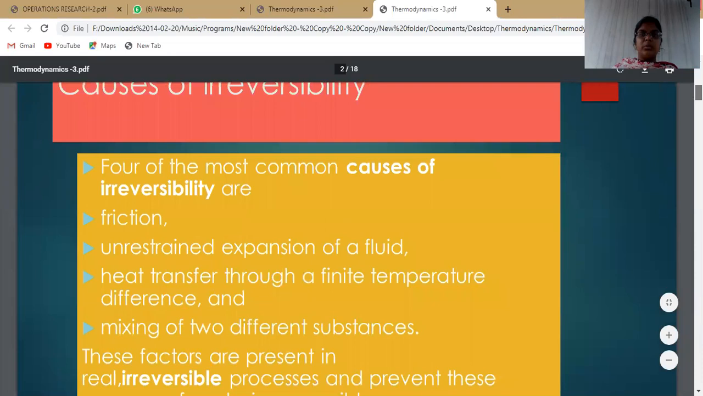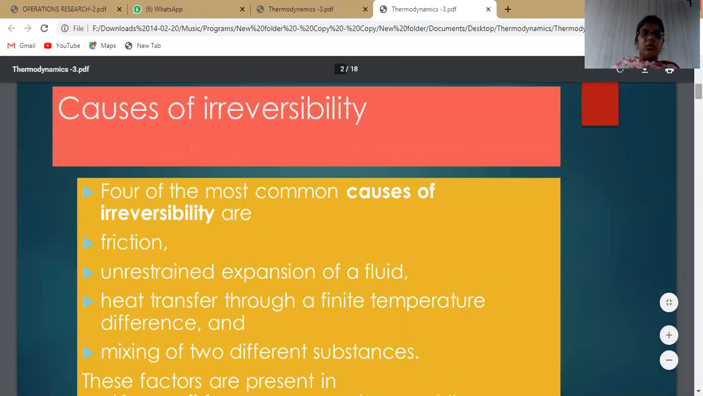Today I would like to teach the subject of thermodynamics to second year, first semester. So already some topics I have completed. I will continue the next topic. The next topic is causes of irreversibility. Already we have discussed reversibility and irreversibility. Reversibility may not cause any losses in the system. That's why we are getting 100% efficiency in a reversible process.